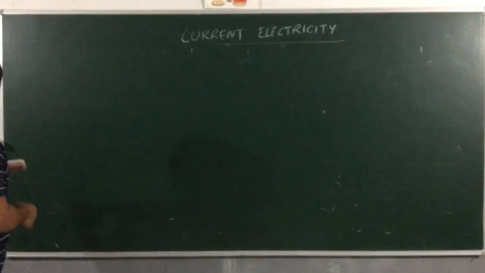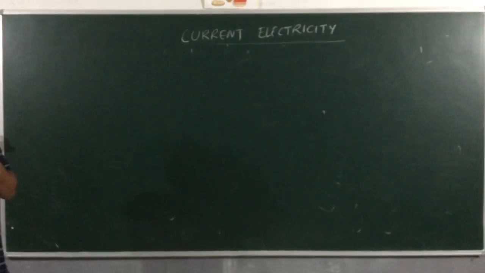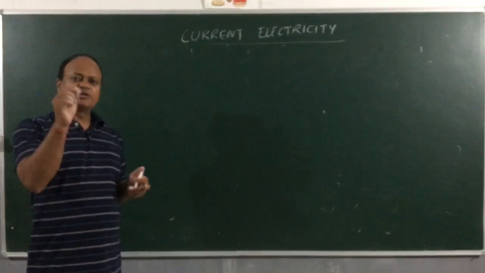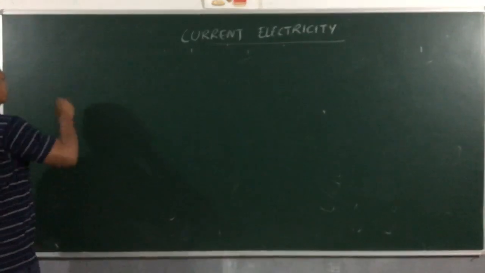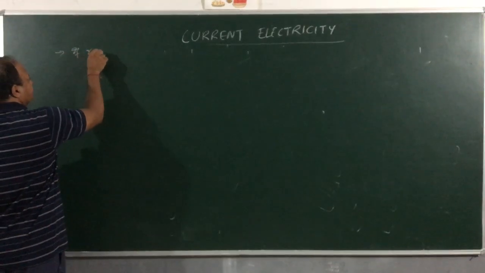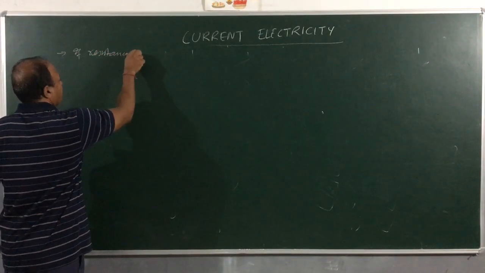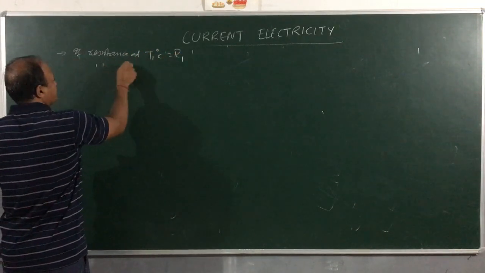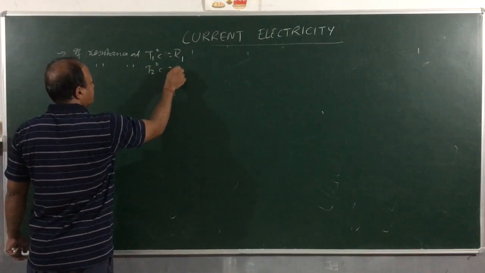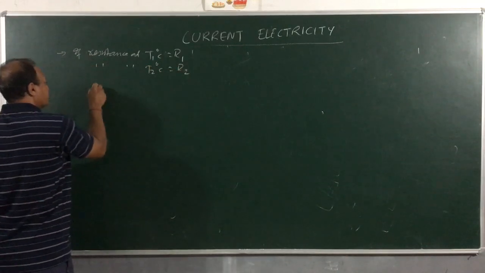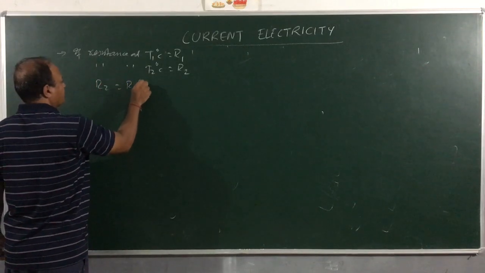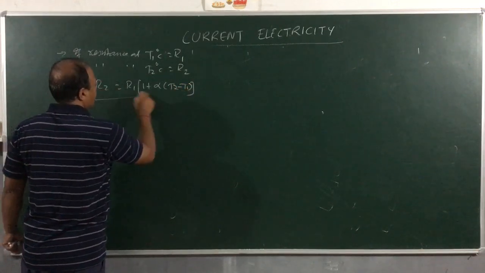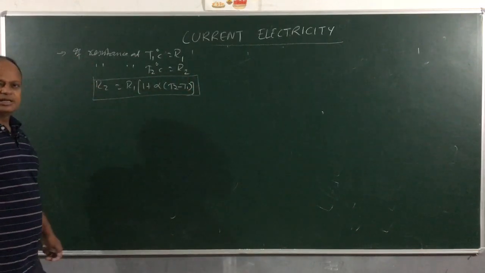Now, next thing is, we saw three factors. One is length, then we saw cross section area, and we saw temperature. We can modify this temperature equation once also. If resistance at T1 degree Celsius is R1 and resistance at T2 degree Celsius is R2, then we can have another equation also. R2 is equal to R1 into 1 plus alpha into T2 minus T1. Again, this graph can be plotted in the same way and this graph will be linear.